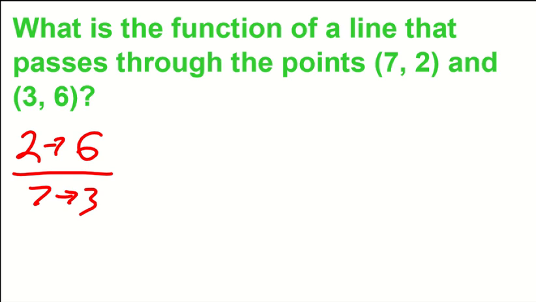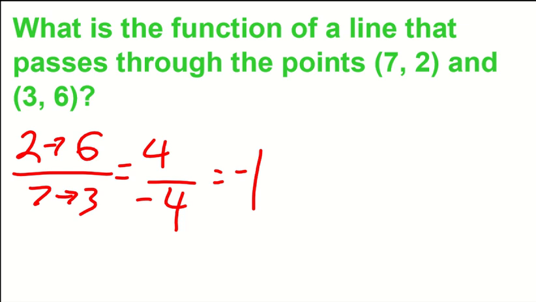Doesn't make a huge difference in this case because 2 to 6 is 4, 7 to 3 is 4, but it's going down, so that's negative. 4 over 4 is 1. When it's a negative, that makes it a negative. Well, it's a positive and a negative, so that's a negative 1 for our slope. Okay? Everybody good with that part?